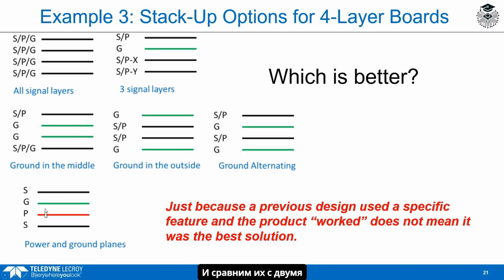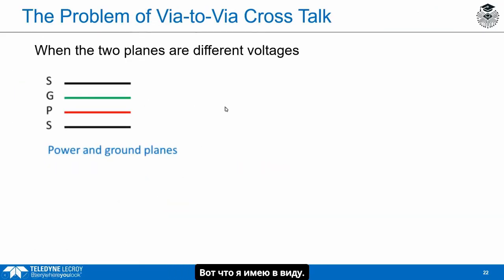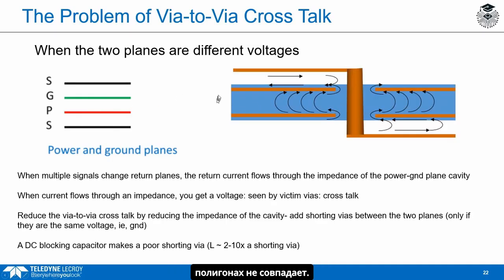And we're going to compare that with 2 planes, a ground and a power, in which case we don't have a connection, a DC connection between them. So we're going to look at the impact of the plane selection on the noise generated, the switching noise, as signals change layers and the return plane changes as well. Here's what I mean. So let's take a look at the case where the 2 planes are not the same voltage.